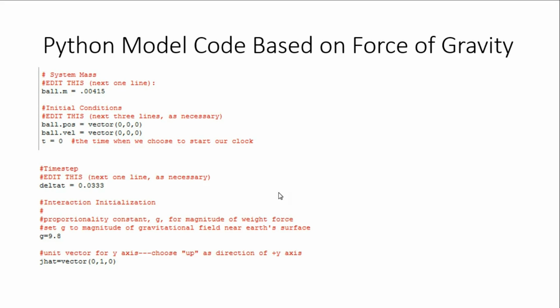For my Python code, the first thing I did was set the ball's mass equal to 0.00415 kilograms. Then I said the ball's initial position vector is 0, 0, 0, and initial velocity is vector 0, 0, 0 at t equals 0. So initially the ball is at an origin point and there is no velocity. Delta t I set to 0.0333 seconds, which was the time step used in tracker. I set the acceleration due to gravity equal to 9.8 meters per second squared, and the unit vector j hat I set as 0, 1, 0.